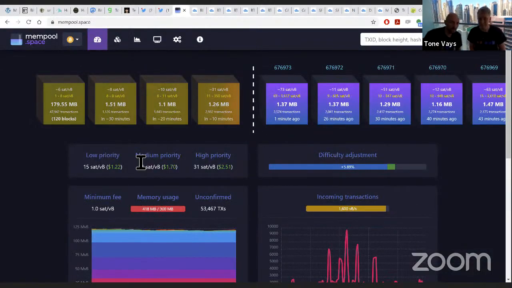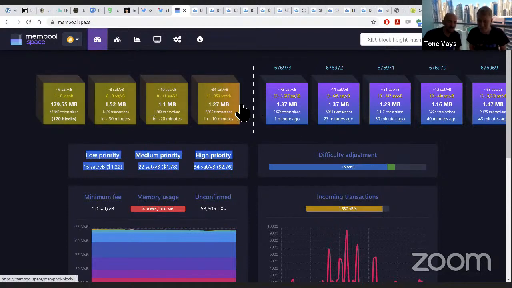So I actually just recently realized you had low priority, medium priority down here, because I usually look at the last three, at the next three blocks, and I estimate my own fee and what that fee should be. And we're definitely going to talk about all that for people as well.